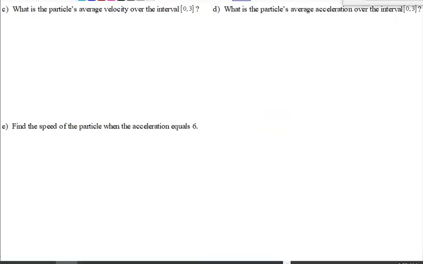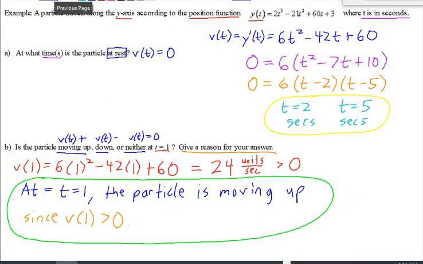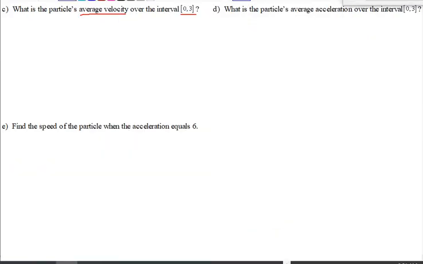Part C says, what is the particle's average velocity over the interval 0 to 3? So remember, whenever you find the average of something over an interval, rather than what we found over here in part B, which was instantaneous velocity at one specific time, here it's an average over the interval from 0 to 3. So remember, you start off with 1 over, in this case here's your a and b, so 1 over b minus a, 3 minus 0.